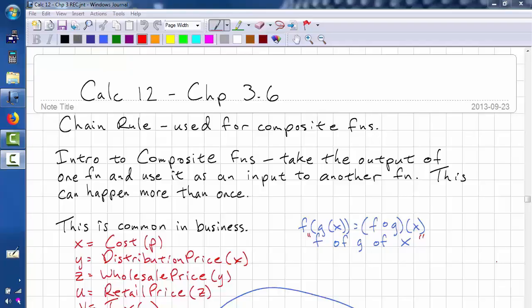This is Calculus 12, Chapter 3.6. We're going to be learning the chain rule and its use for composite functions. This is a quick intro to composite functions. Composite functions are where we take the output of one function and use it as an input to another function. And this can happen multiple times.